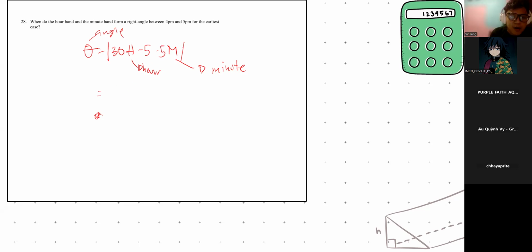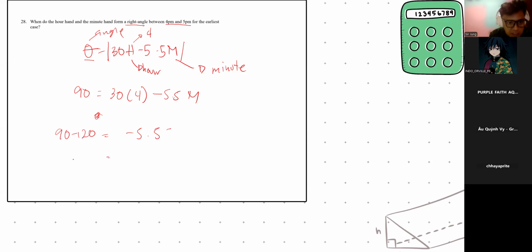Okay. Now, we know that the time is between 4 and 5 p.m., meaning h here is equal to 4. And the theta here, since it is said that we need to form a right angle, should be 90, is equal to 30 times 4 minus 5.5m. So 90 minus 120, negative 30, equals negative 5.5m. So m is equal to 5 and 5 over 11.